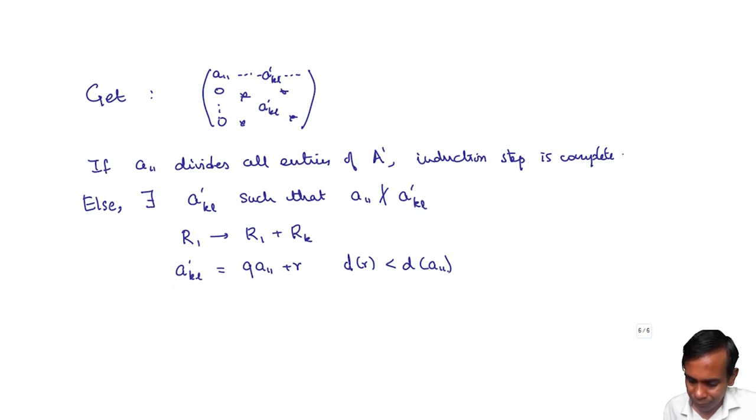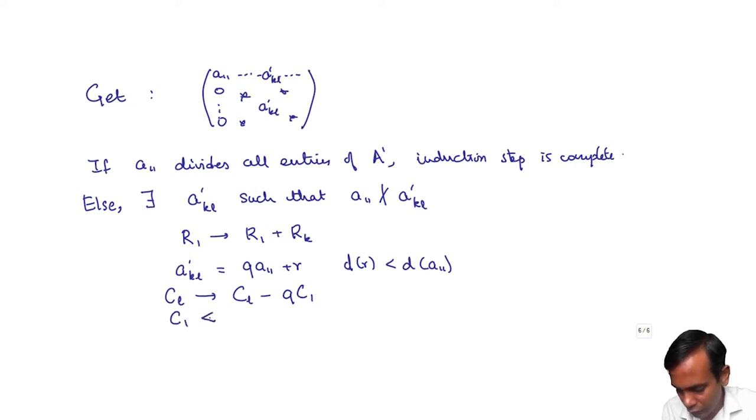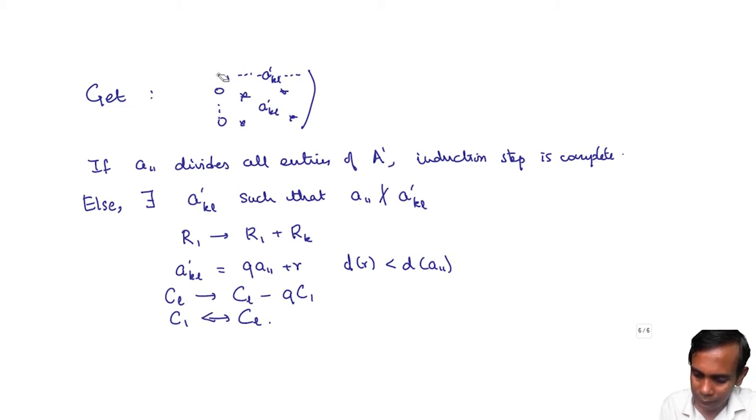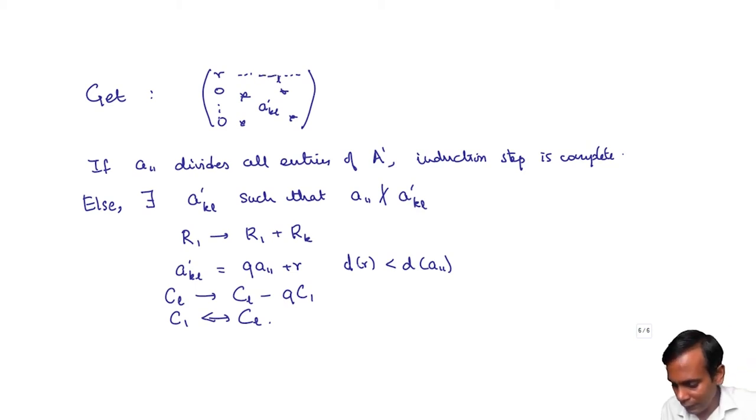So what you do is CL goes to CL minus QC1, and then you do C1 interchanged with CL. After you've done this, what will happen is that this R would have come here. And of course, we don't know what mess we have over here. We don't really care. The point is that this D of R is again strictly less than D of A11.